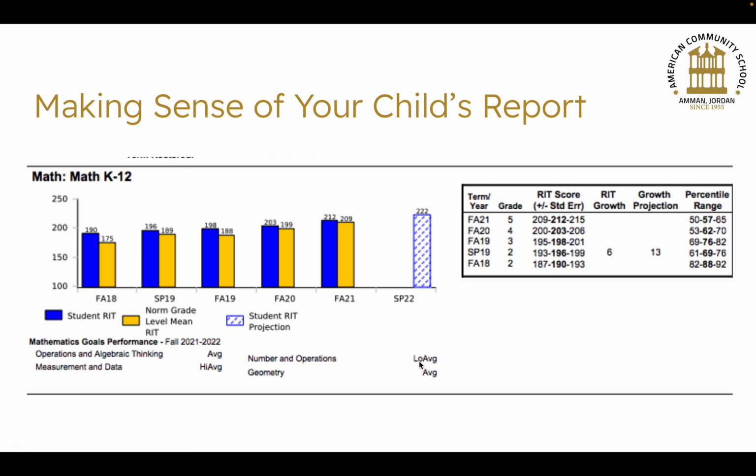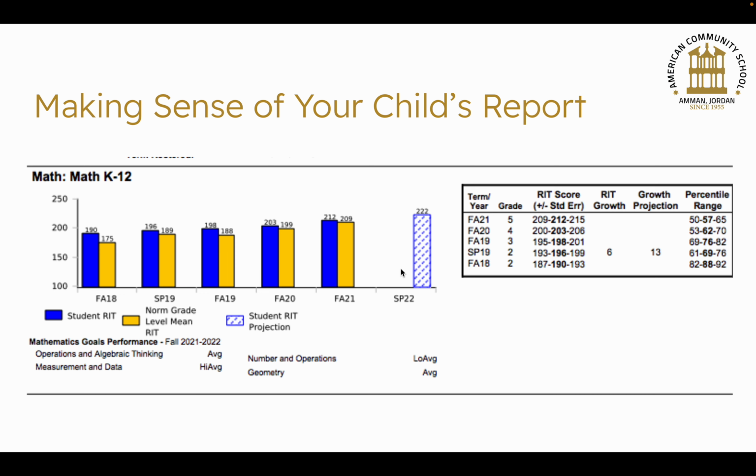And then in numbers and operations, the child is a low average. Where this might be helpful information for you as a family is to think about where we might need to put a little more focus for this child in their academics. So I would say this child needs to spend a little more time thinking about numbers and operations than they need to about measurement and data.